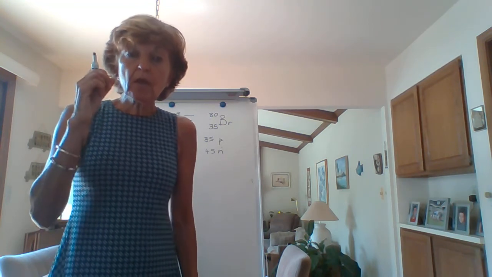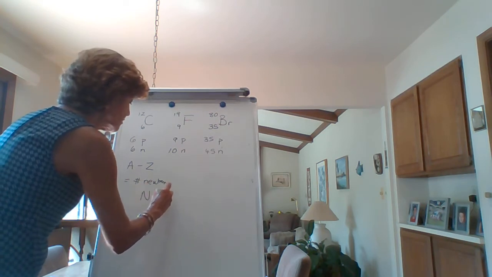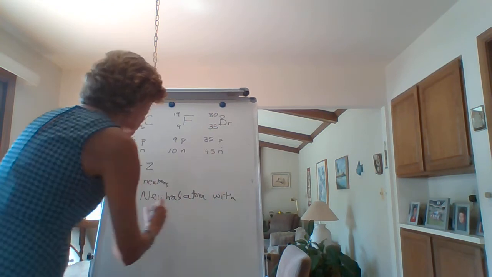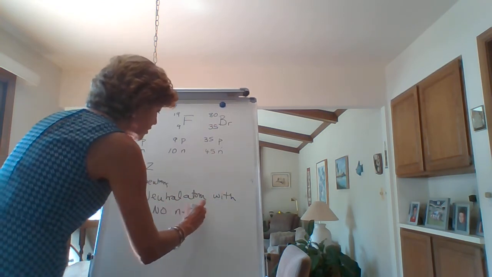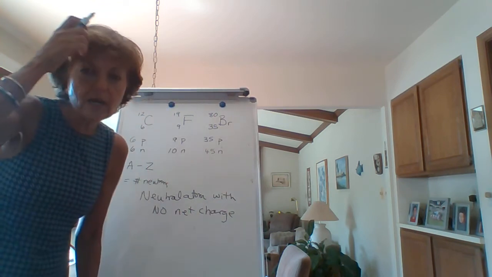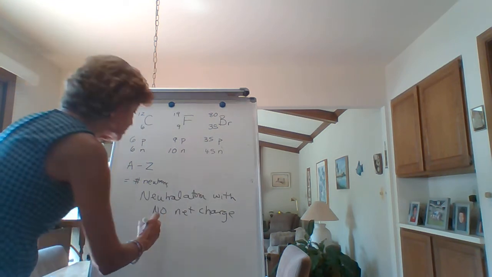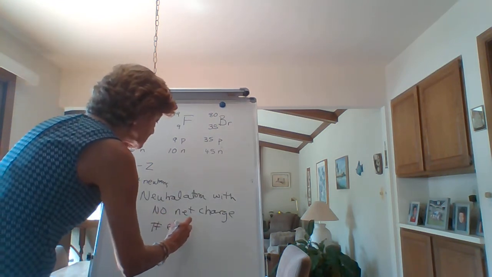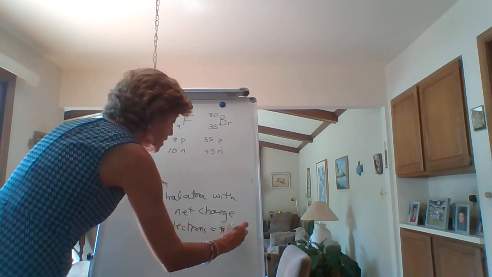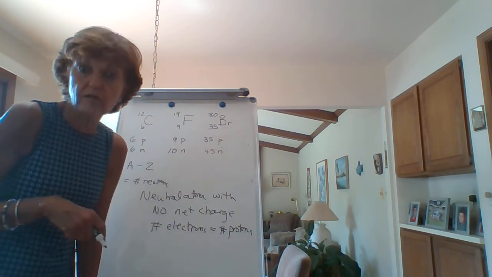Well, here's the deal. In a neutral atom, meaning that it has no net charge, it's not an ion like we're going to get into in the next chapter. It's not positive, it's not negative, it's neutral. In a neutral atom with no net charge, the number of electrons is equal to the number of protons. So basically, the atomic number gives you the number of electrons also.